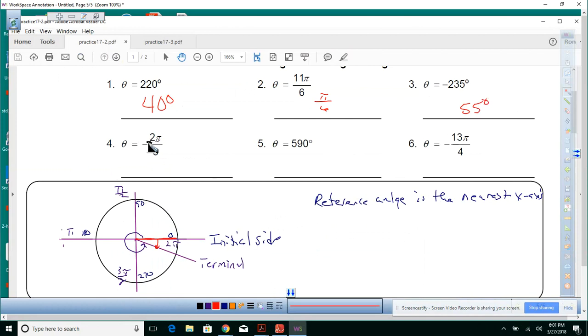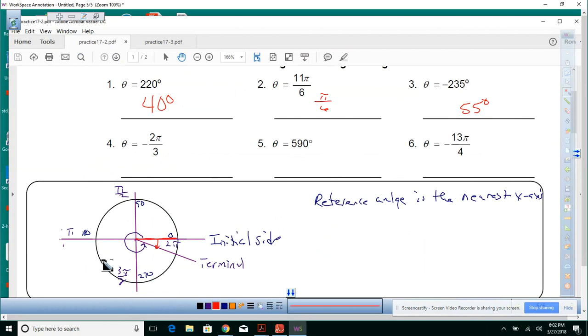Okay. Negative 2 pi over 3, where's that at? So you go this way here, that would be negative pi over 2. This is negative pi.